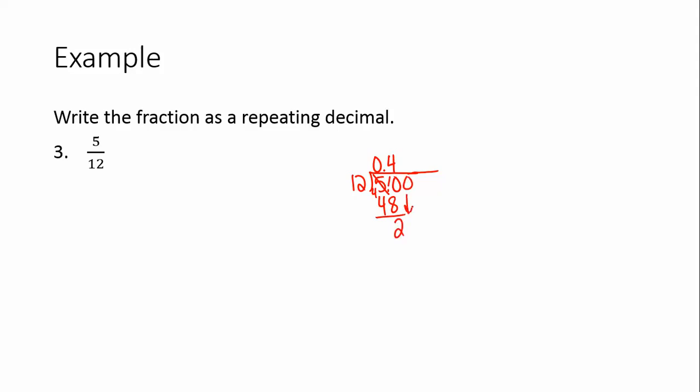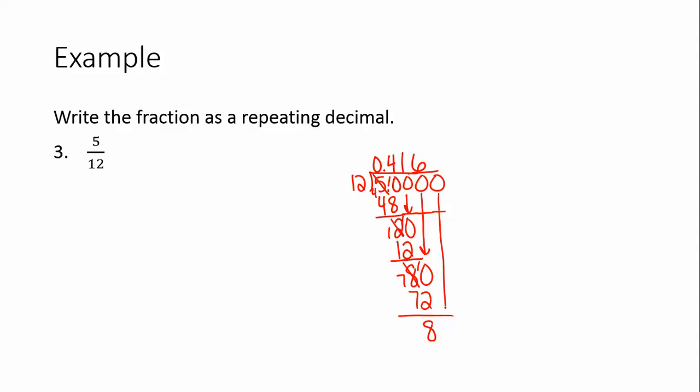As long as we have a remainder here, we do need to keep going until the remainder starts to repeat. 12 goes into 20 one time. 1 times 12 is 12. When we subtract, we're left with a remainder of 8. A different remainder, so we're going to bring down another 0. 12 goes into 80 6 times. 6 times 12 is 72. When we subtract again, we have a remainder of 8.